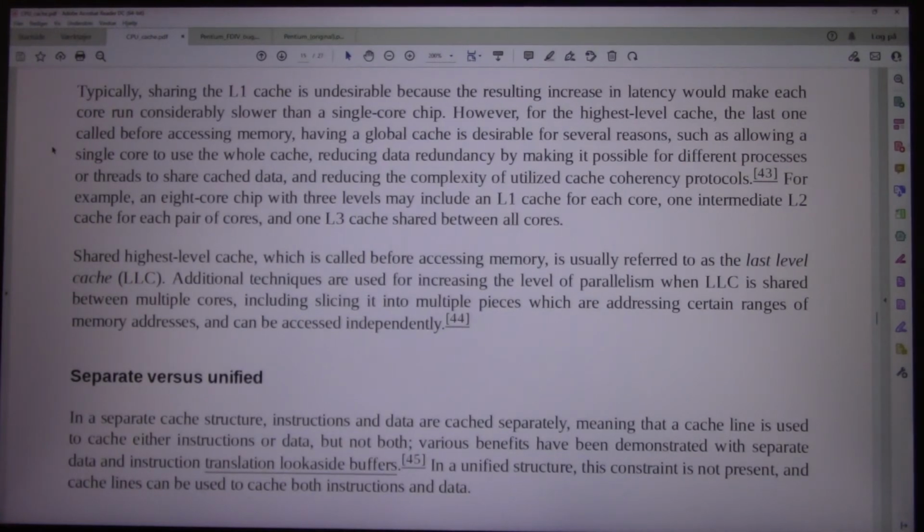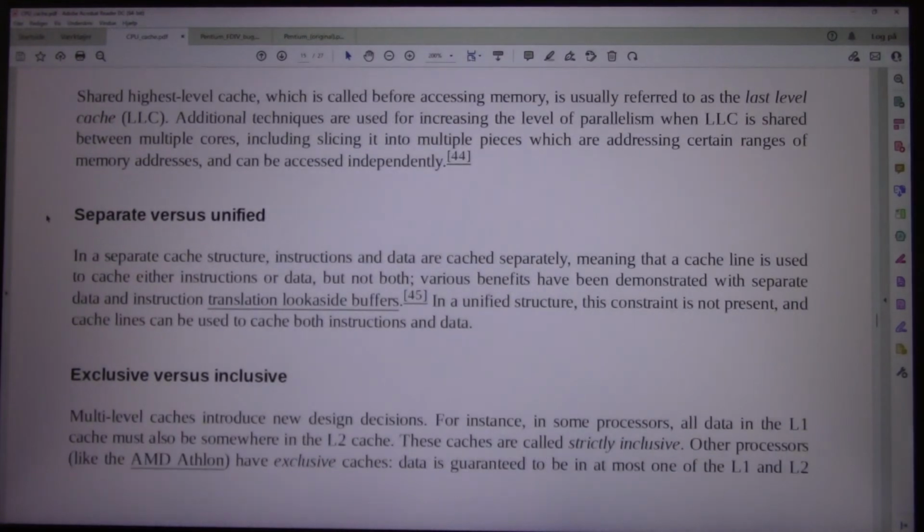For example, an 8-core chip with 3 levels may include an L1 cache for each core, one intermediate L2 cache for each pair of cores, and one L3 cache shared between all cores. The shared highest level cache, which is called before accessing memory, is usually referred to as the last level cache, LLC. Additional techniques are used for increasing the level of parallelism when LLC is shared between multiple cores, including slicing it into multiple pieces which are addressing certain ranges of memory addresses, and can be accessed independently.